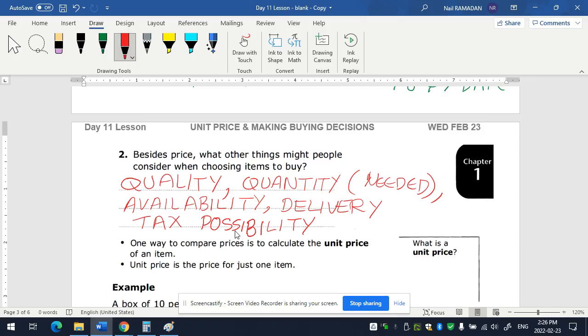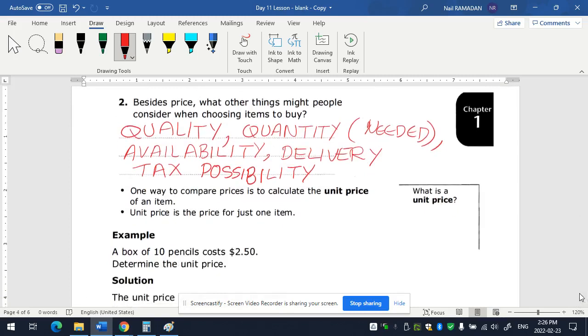So one way to compare prices is to calculate what we just did with the granola bars, which is the unit price, or some people like to call it the single item price. Unit price means single item price. So everyone, let's write what is a unit price? Single item price. The price you pay for only one single thing, not a pack, one single part of the pack. It's the price for just one item.